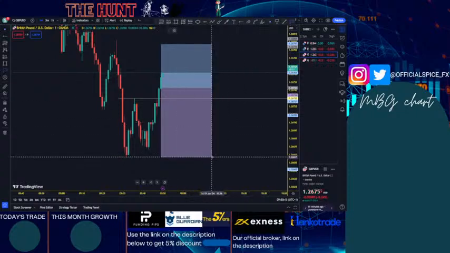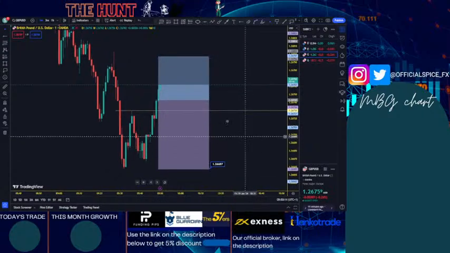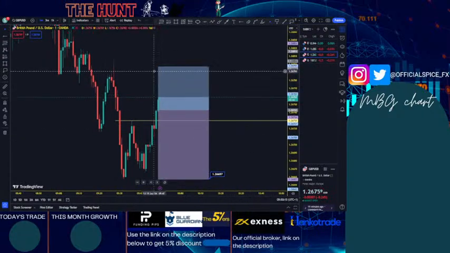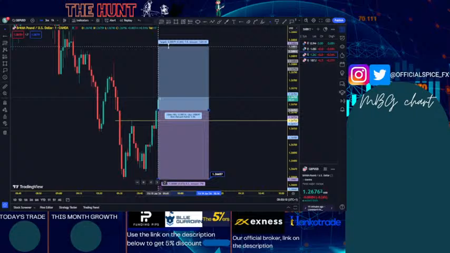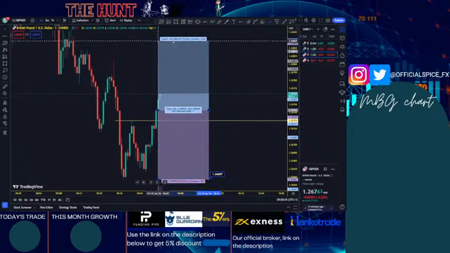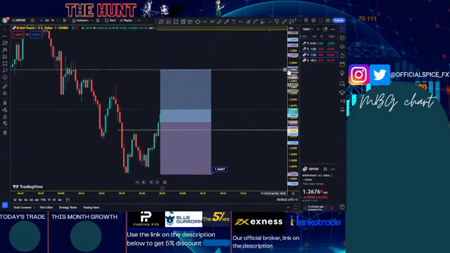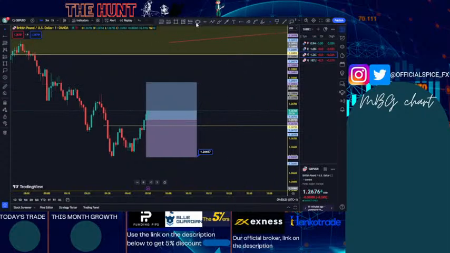Buy GBP/USD, 8.6 stop loss. My stop loss is right here. My first take profit, which is TP1, is going to be right here. Let me put that here.